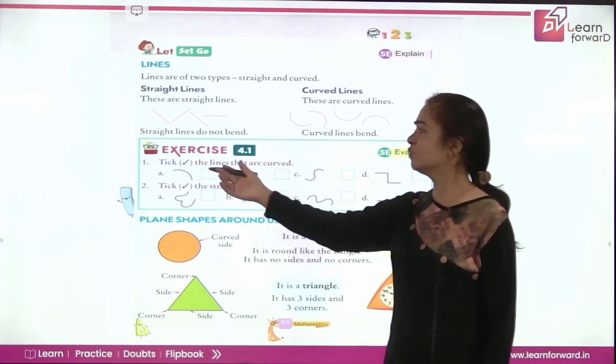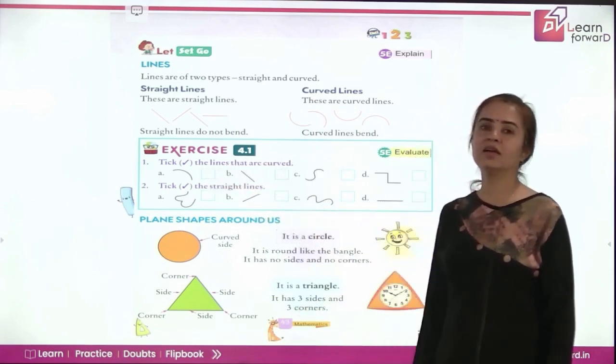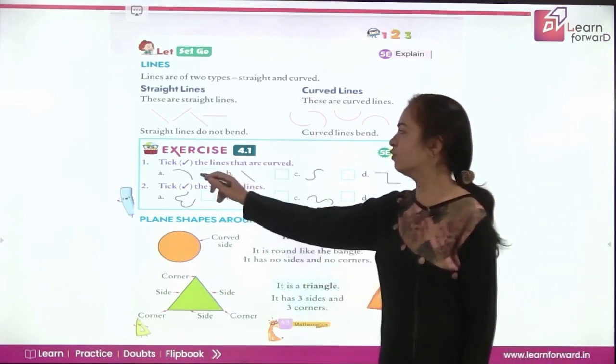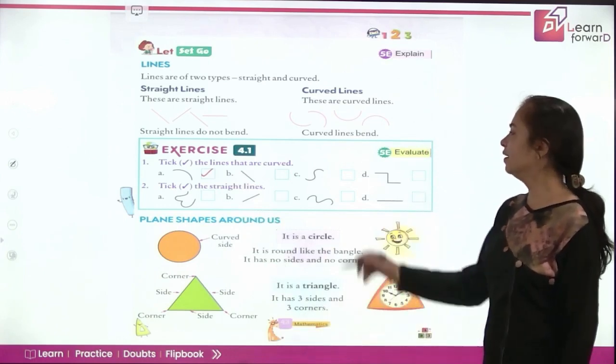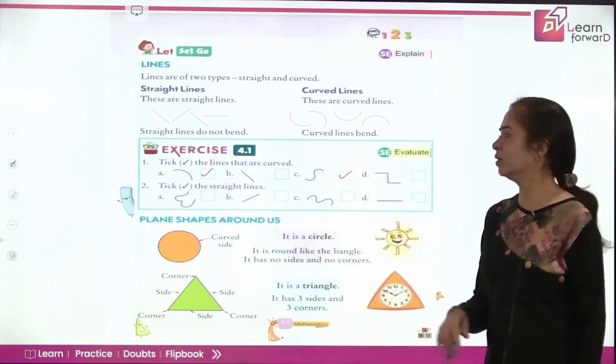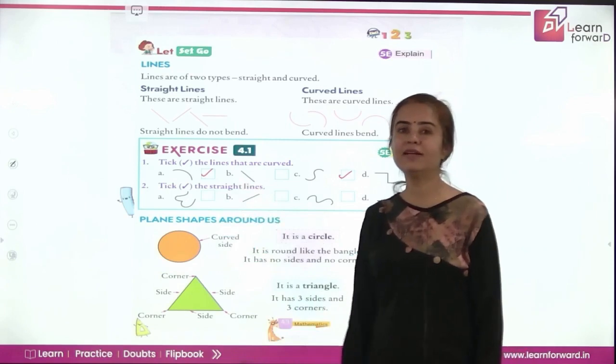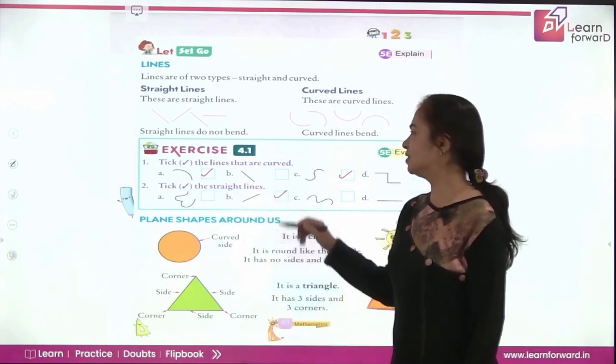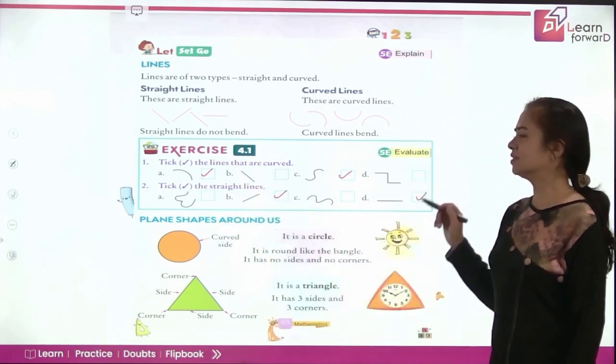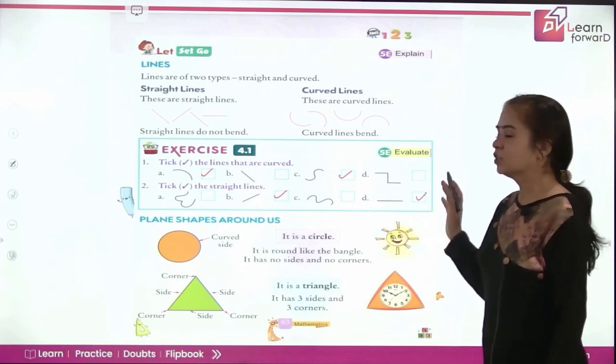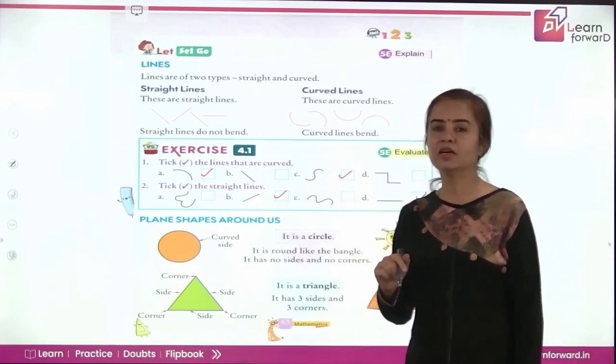Here's an exercise for you. Take the lines that are curved. So easy. Yes, the first one is curved. Then the third one is also curved. And here you have to take the straight lines. Exactly. This one is correct and this one is also correct. So now you know what are straight and curved lines.